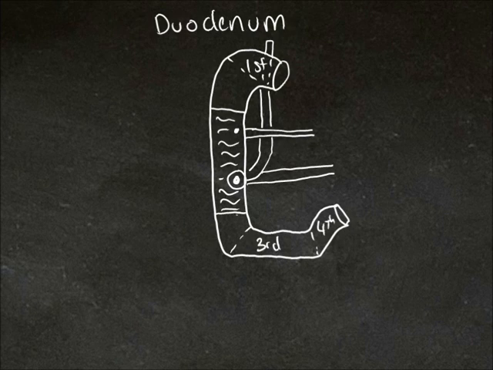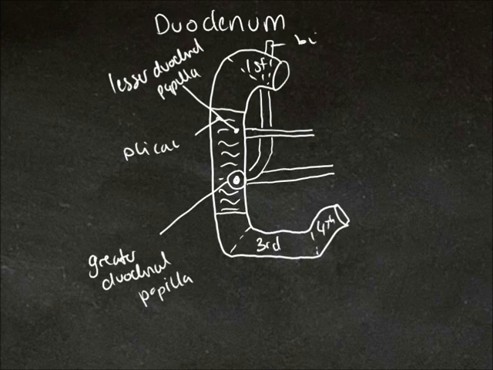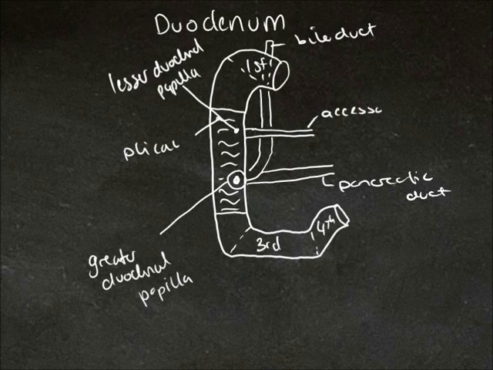Okay, we've cut a little section out of the duodenum so we can see the plicae, the lesser duodenal papilla, and the greater duodenal papilla. Here we have the bile duct and the pancreatic duct. And this is the accessory pancreatic duct.